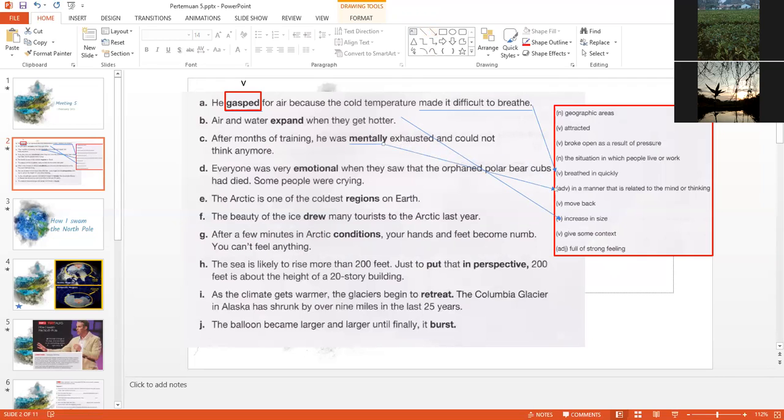In a manner that is related to mind or thinking. Secara mentalnya, berhubungan dengan mental kan? Mind, pikiran, or thinking. Cool?